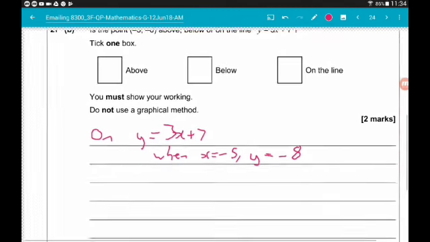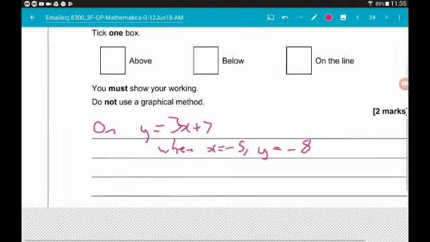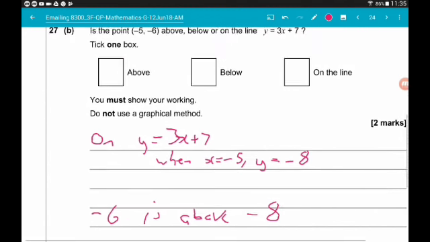So now we need to think, well, the y coordinate then of this point we're interested in is minus 6. Is minus 6 above minus 8 or below minus 8? It's above. So minus 6 is above minus 8. So our answer is above.